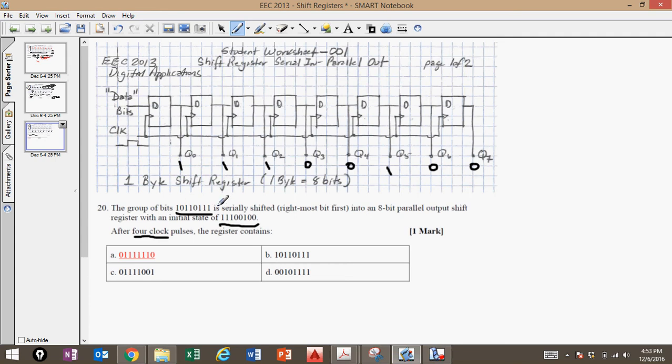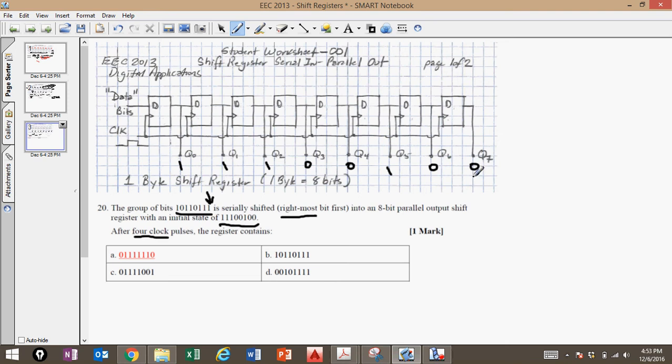Then our group of bits is going to be serially shifted in rightmost bit first, which means the bit on the right will go in first. And then after that, the next bit will go in. Then after that, the next bit will go in, and so on. Now the problem asks us to find out what happens to the shift register after 4 clock pulses.